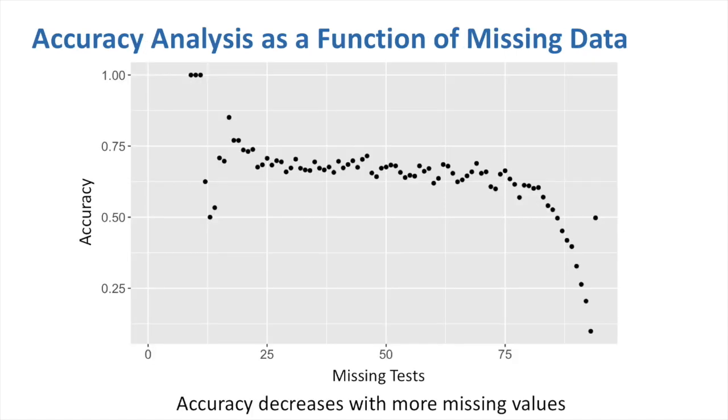We also performed accuracy analysis on our classifier to determine how it would react to missing test values. We made a corrupted form of our dataset by creating additional versions of our original data with different proportions of missing values. Looking at the accuracy of our model across different numbers of absent tests, we can see that our accuracy does indeed decrease with more missing information.